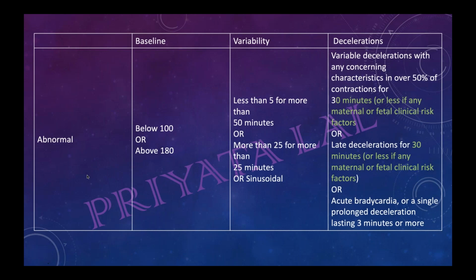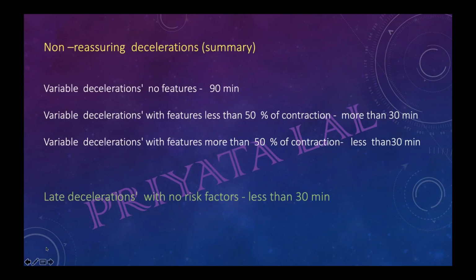If that is exactly 50%, then where to keep that one? If there are two contractions and two variable decelerations, then how can we categorize it? If two contractions are there and two variable decelerations are there, that means it is exactly 50%. So then how can we say that one?